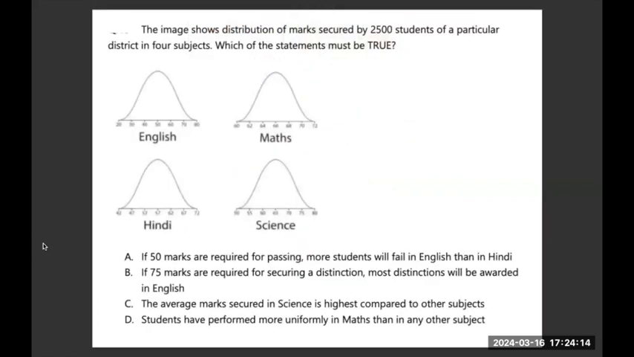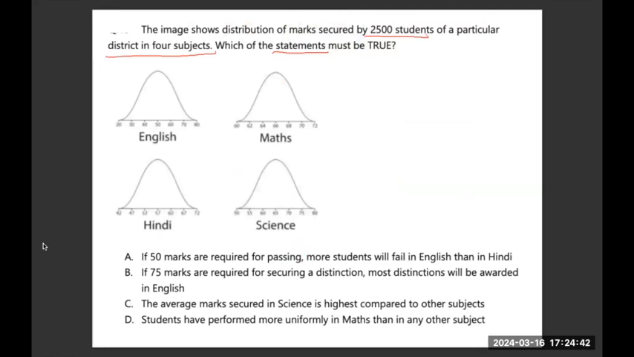The image shows the distribution of marks secured by 2,500 students for a particular district in 4 subjects. Which of the statements must be true? We are not going to look at the diagram now. In these kinds of questions, we go from the options because we have to find the statement or statements that are true. One or more options may be correct here.